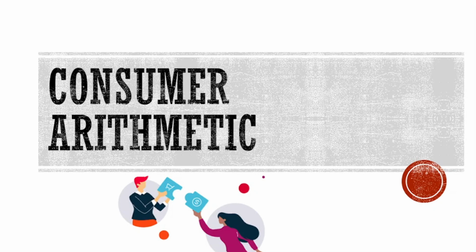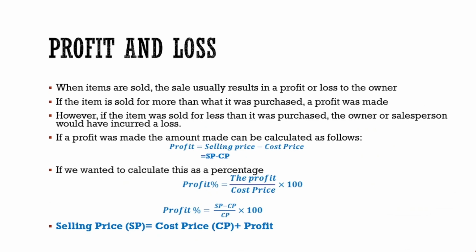We are continuing on the topic consumer arithmetic, and today we are going to be covering profit and loss. When items are sold, the sale usually results in a profit or a loss to the owner. So when you go to a store to purchase either food, clothes, electronics, the persons that are selling usually sell to make a profit. If the item is sold for more than what it was purchased, a profit was made.